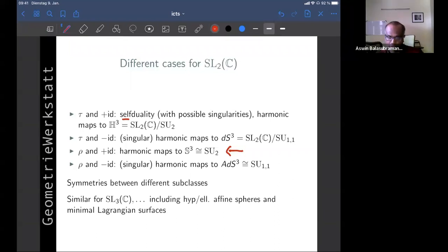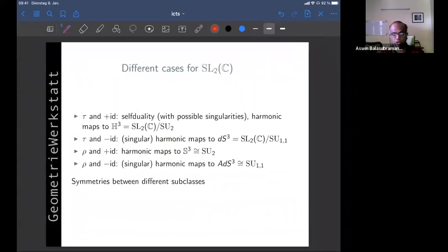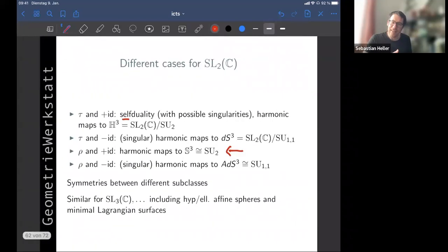When you say self-duality equations with singularities, are they similar to the kind of singularities you get when you introduce parabolic structures for Higgs bundles, or are these different? It's different because the singularities are along one-dimensional real lines. Okay, so they're not at points. They're not points. So in that sense, it's quite different. But I think there should be some kind of relationship.